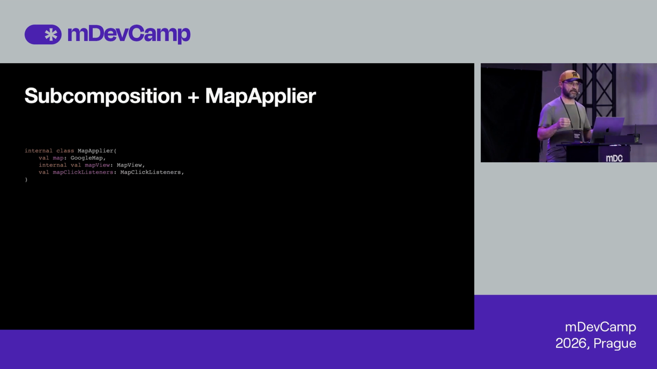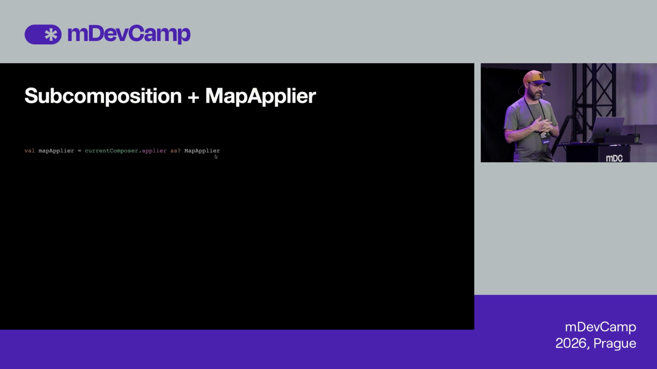And the map click listeners. Everything that happens when you click on the map, drag on the map, long click, take your finger out, etc. The appliers in Compose are a vital part of doing some customizations with Compose.